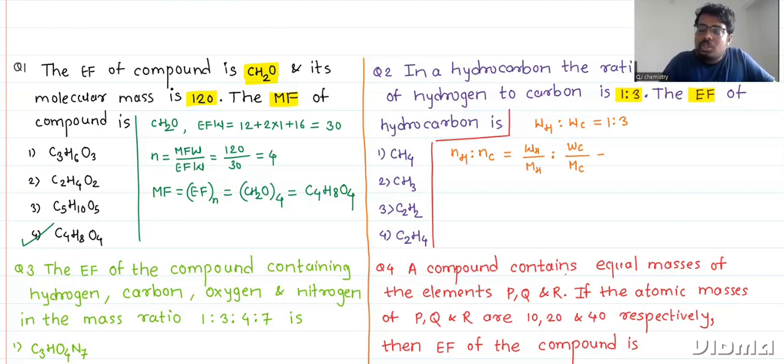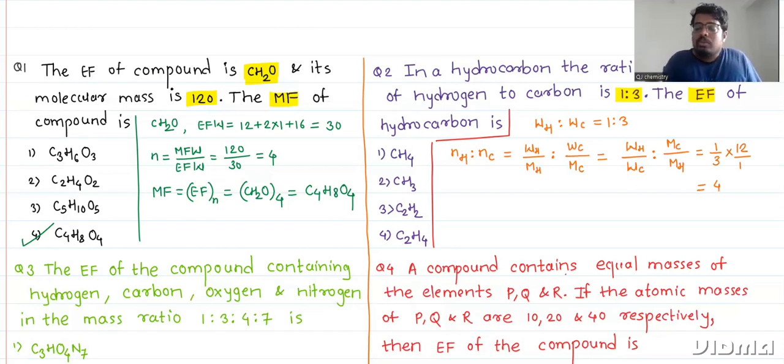Now, the weight ratio is given to us, right? So we can write this formula like this: weight of hydrogen divided by weight of carbon is to atomic mass of carbon divided by atomic mass of hydrogen. This weight ratio is given to us as 1 by 3. Atomic mass of carbon is 12 and atomic mass of hydrogen we know is equal to 1. So the mole ratio is equal to 4.